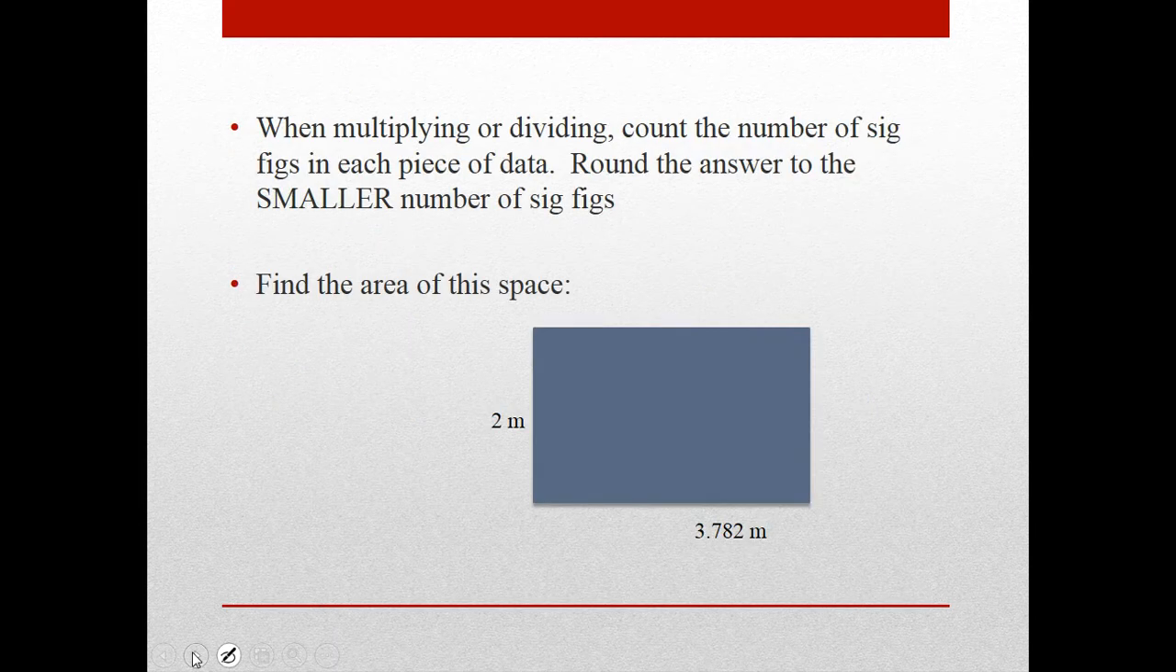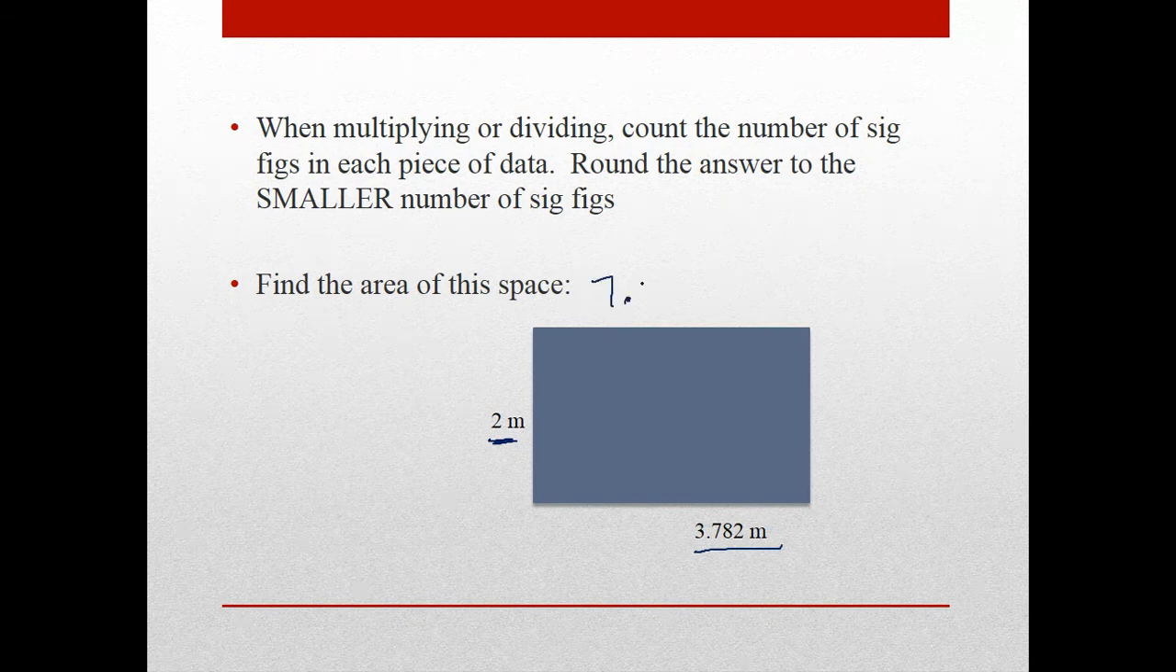So when we are calculating with our sig figs, we need to follow a couple different rules. The first one, for multiplying and dividing, we talked about this in class late last week. We're going to count the number of sig figs in each piece of data. We're going to round our final answer to the smallest number of sig figs in the data. So for example, if I am looking at this plot of whatever, and I want to find the area, I'm going to multiply 2 meters by 3.782 meters.